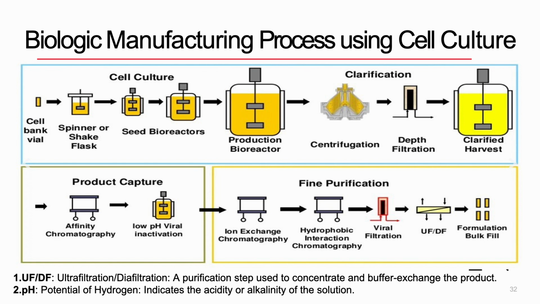We can also use, for example, hydrophobic interaction chromatography. But in the end, we are going to continue with the viral filtration, where we will have a clarified harvest, but this time it's a clarified and purified harvest. We will now undergo ultrafiltration or diafiltration. These are purification steps used to concentrate and buffer exchange the product. And then we are going to fill, I would say, the ampoules, for example. So here we talk about formulation and bulk fill.